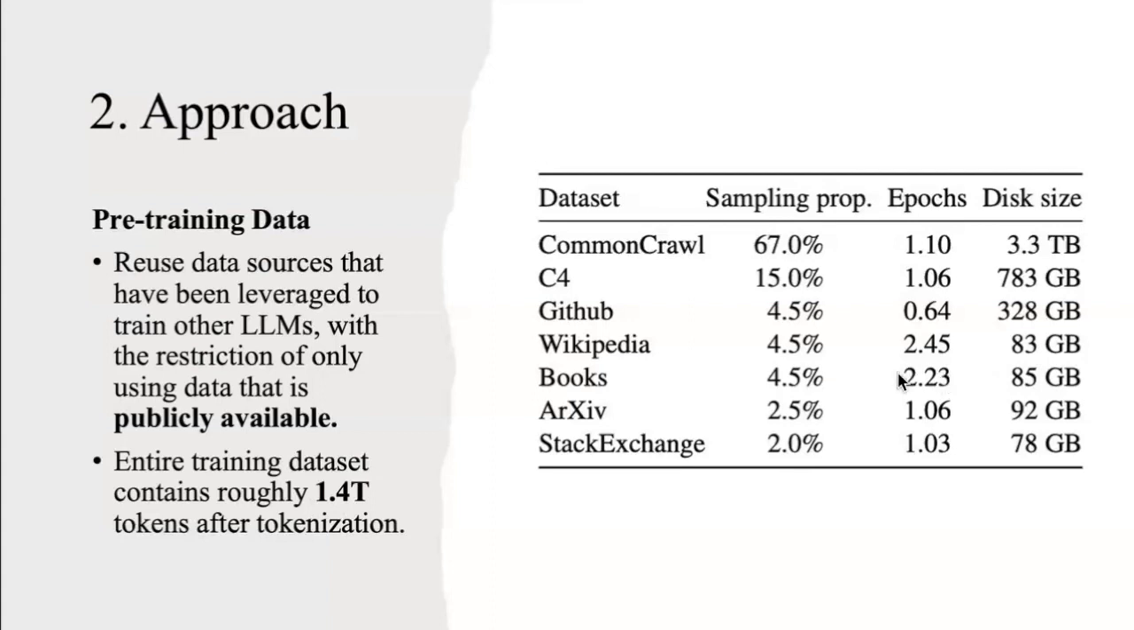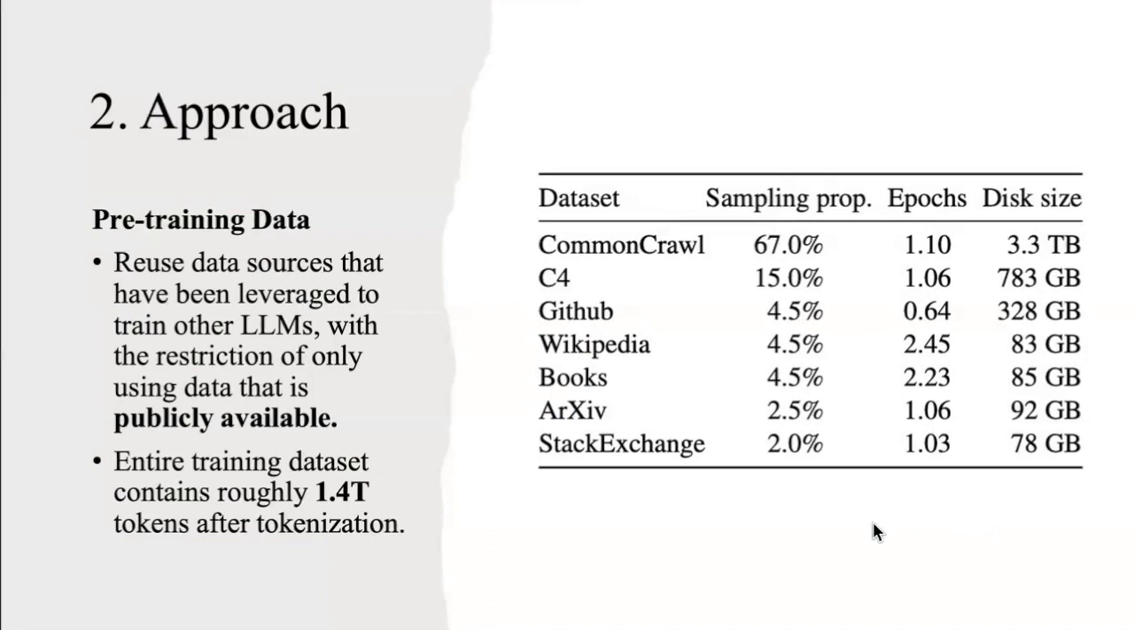Wikipedia and books, because they are very small data sets, they're trying to balance the data sets a bit. So Wikipedia and books are seen more times than the other data sets in the pre-training process.